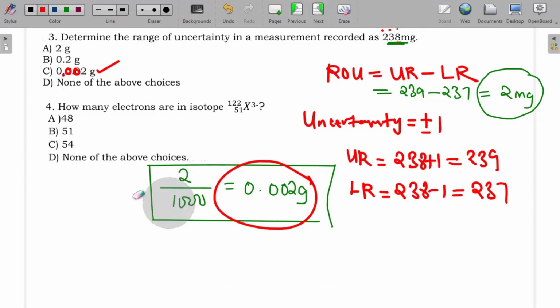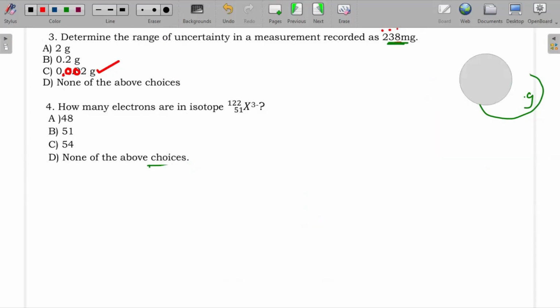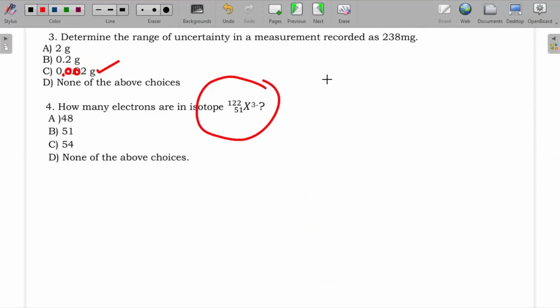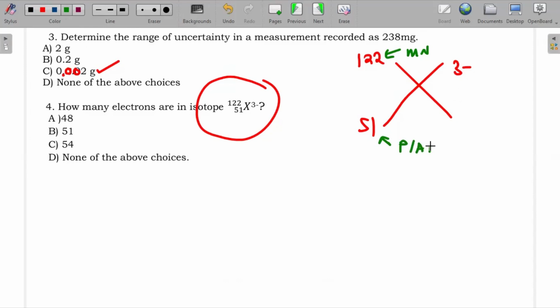And then question number 4, they're saying how many electrons are in this isotope? When you write the nuclear notation, 122, 51, and then here there's a charge of -3. The number which is bigger, we said this one is the mass number. This one here is the proton number, or we can say the atomic number.